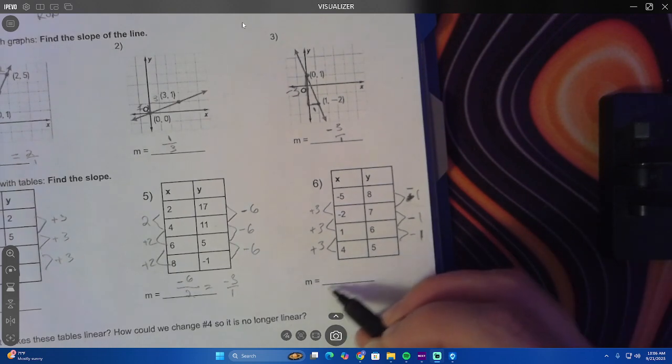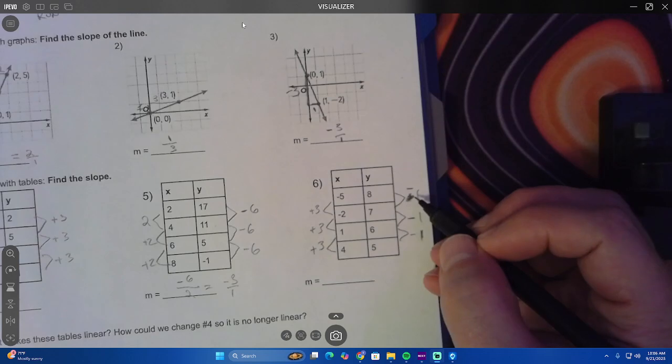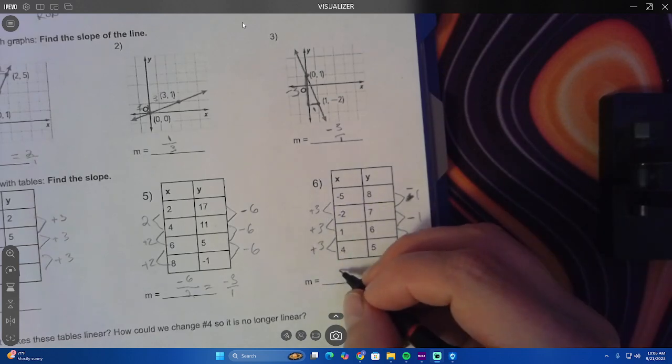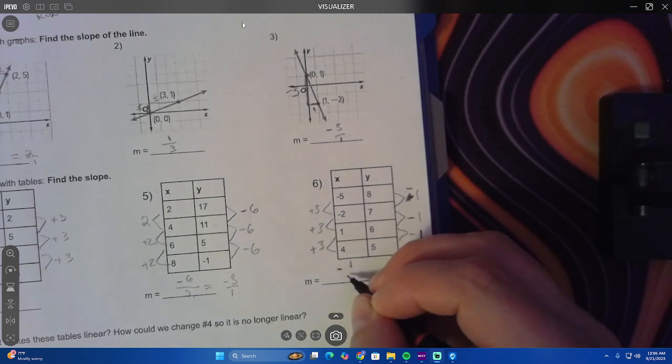Now to write my slope, I want to do the change in the y direction over the change in the x. So my slope here is going to be negative 1 over 3.